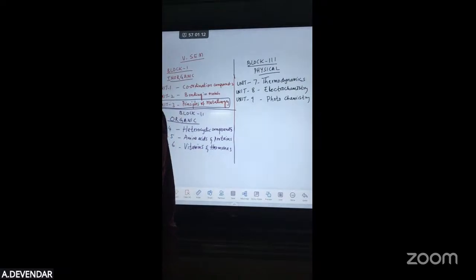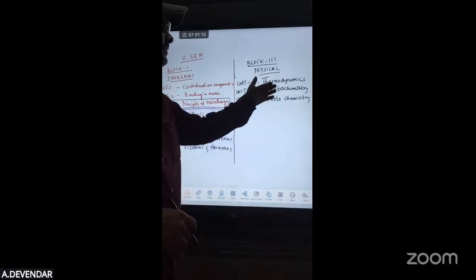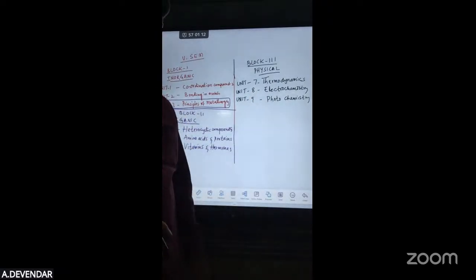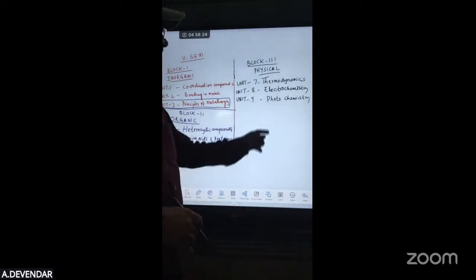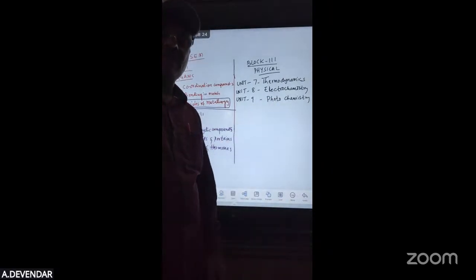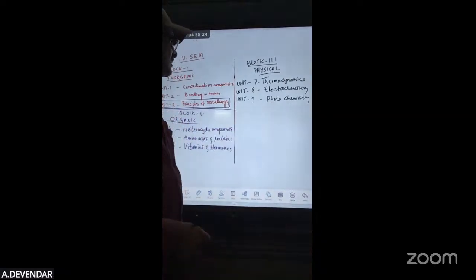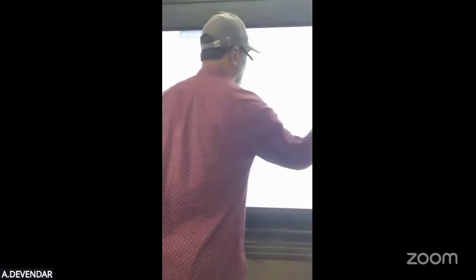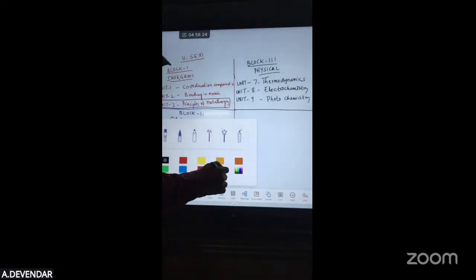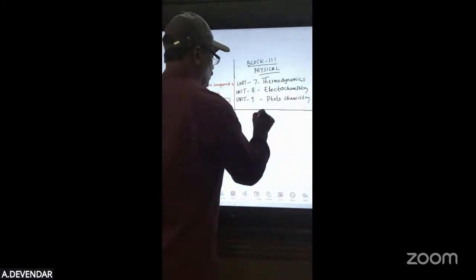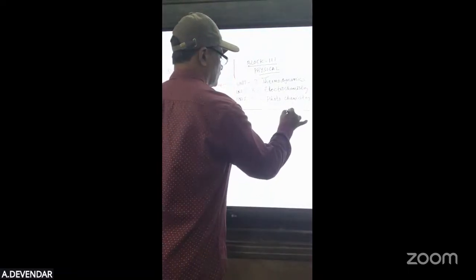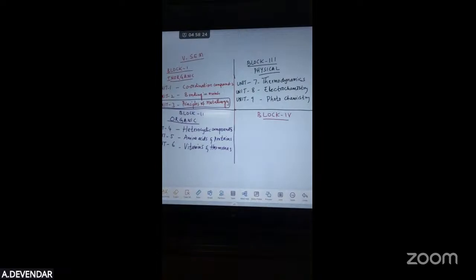Adiabatic process. What is the adiabatic process? What is isothermal expansion? Electrochemistry: what is the EMF? We are calculating the EMF. What is photochemistry? Photochemistry means reactions that proceed in the presence of sunlight. What are the Lambert-Beer laws, like that we have to use in photochemistry. This is about the third block. Now block four. Block 4 is general chemistry.